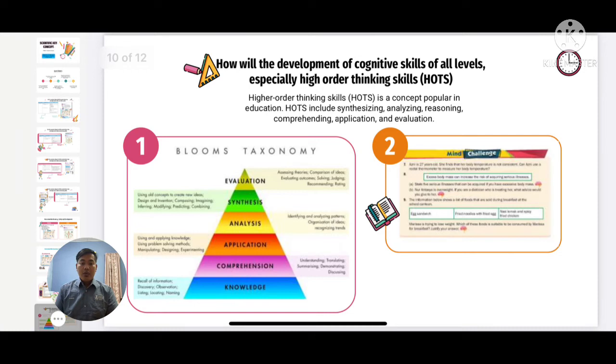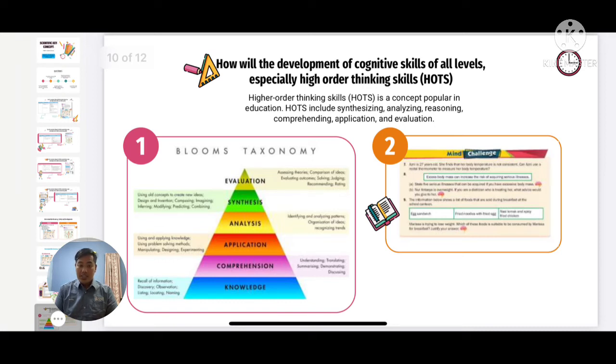Okay guys, we continue to the question which is how the development of cognitive skills of all levels, especially higher order thinking skills, called HOTS. First, we need to know what higher order thinking skills are. Higher order thinking skills, also known as HOTS, is thinking on a level that is higher than memorizing facts or telling something back to someone exactly the way it's told to you.